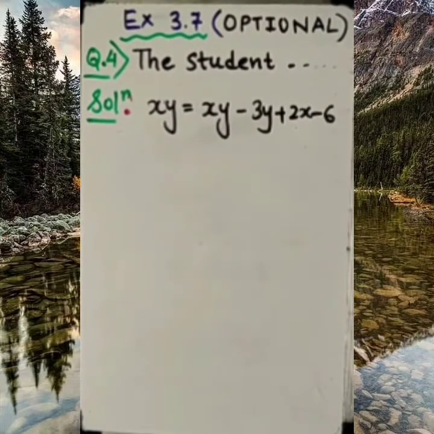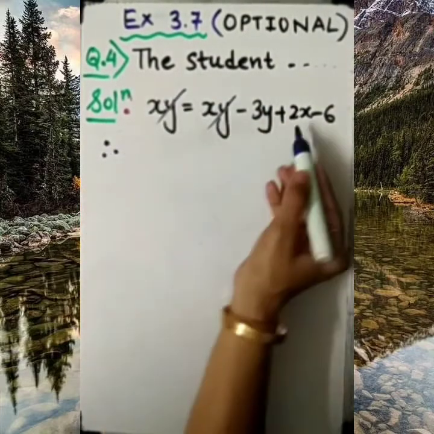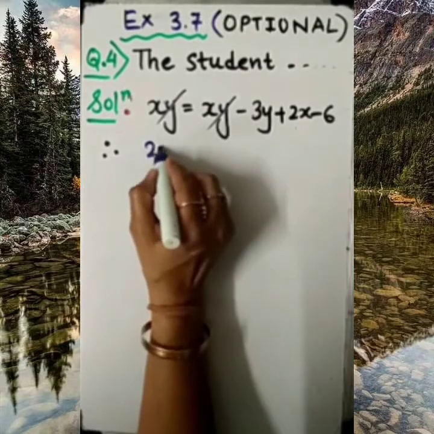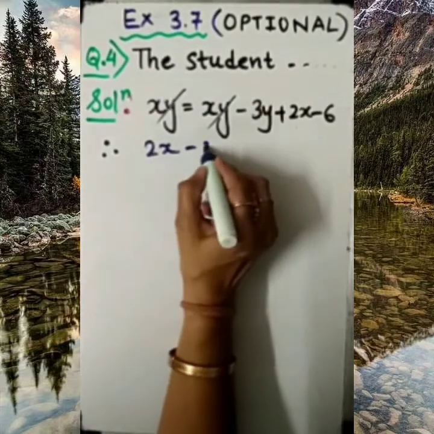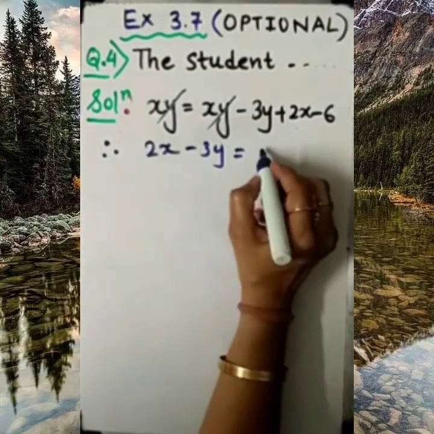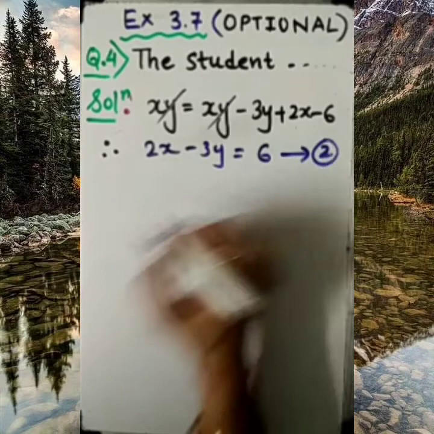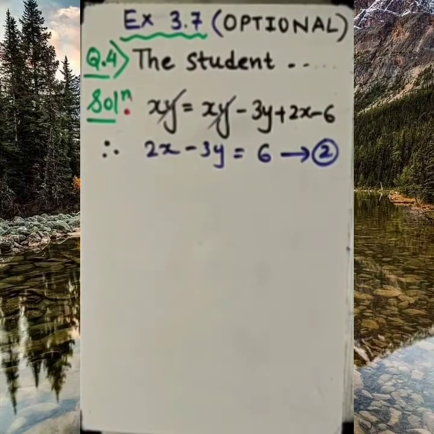So, dear student, here this was the last step from where I am beginning. xy cancels. Therefore, now you can see 2x is as it is on this side. Minus 3y is also there. This minus 6 I am bringing to the left side, so it will become plus 6. Let me call this equation number 2. So finally, we are successfully able to write the equation.